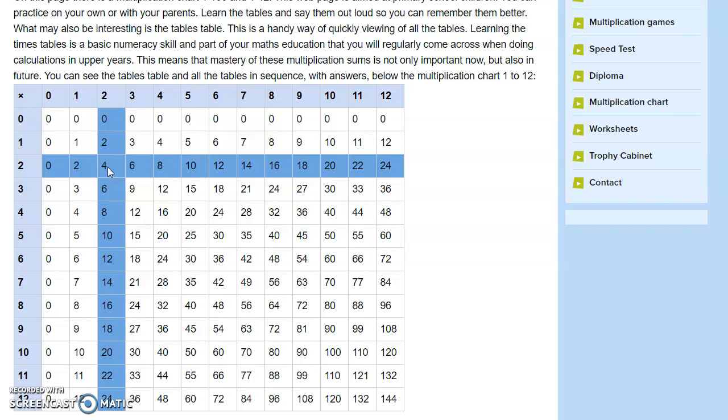So there's patterns that are shown on the multiplication chart that you can use anytime. Take a look at your multiplication chart and find some patterns that you see.